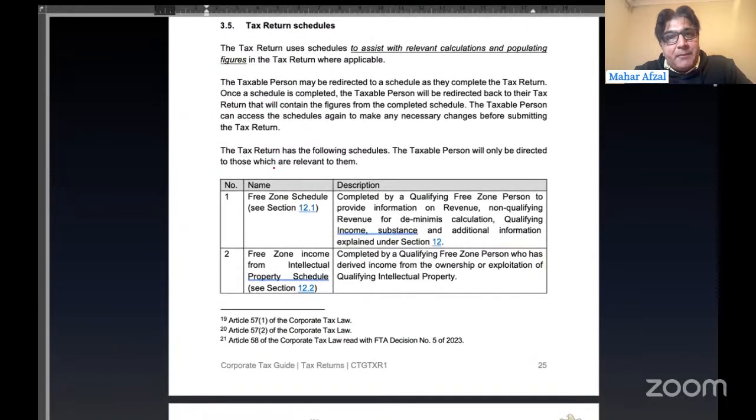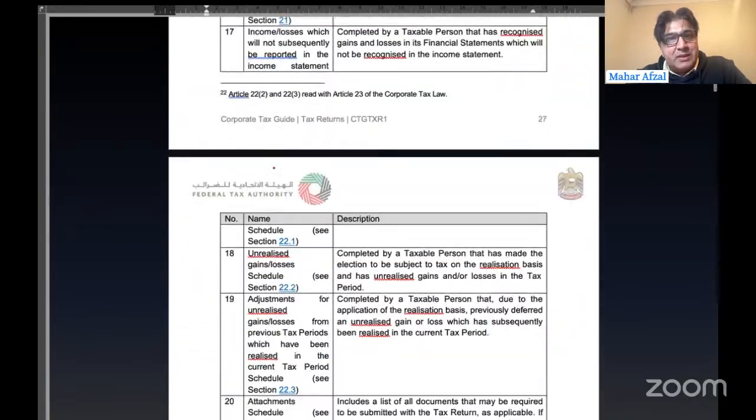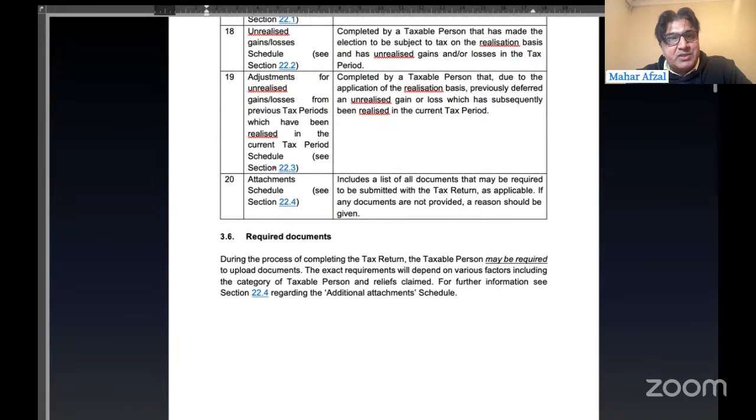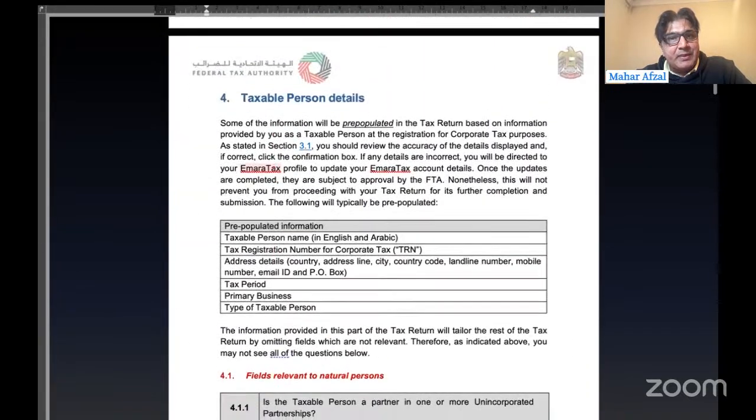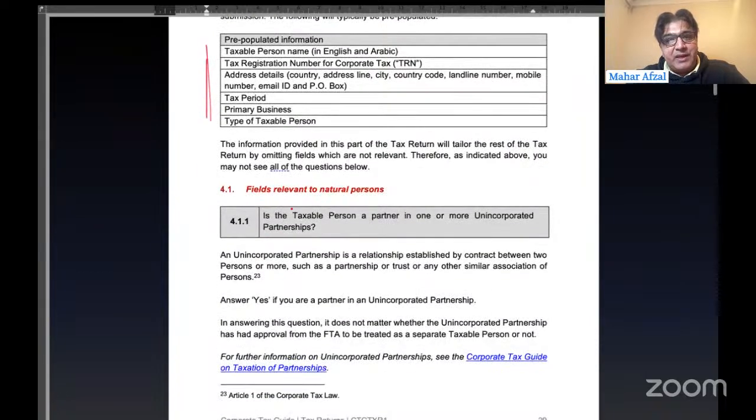Schedules are already built into the FTA EmaraTax portal. So whenever you are filling this form, the schedule will be populated automatically. Once you put the information into the schedules, the return will be updated automatically. I'm not going through these schedules. You can go through this. I think she has already taken the screenshot and shared it with you. This is the taxable person detail. It will be auto-populated. Field relevant to natural person.